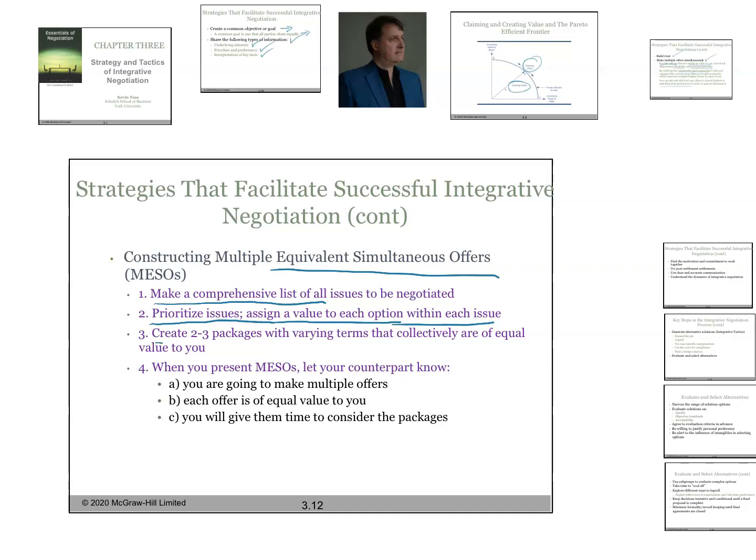And then you create 2 to 3 packages with varying terms that collectively are of equal value to you. So you know that whatever you're offering provides the same potential good agreement for you. When you present them, let your opponent or your counterpart know that you are going to make multiple offers. And actually, a lot of people appreciate it. If you're at that stage in the negotiation where you can do this, it's good to tell them, look, why don't we take a look at 2 or 3 different solutions, depending on what your needs might be, and see where they go.